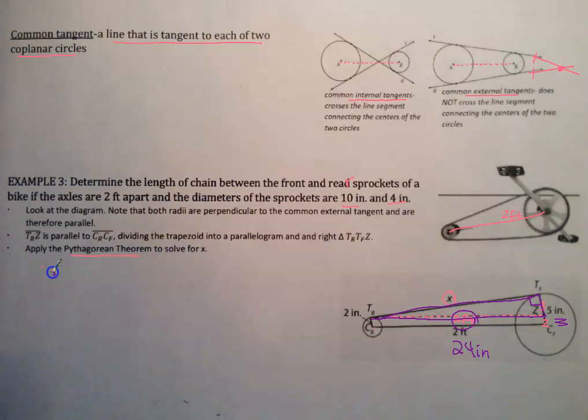Right, the Pythagorean theorem says a squared plus b squared equals c squared. C is always the hypotenuse. Would it be 2 squared plus...? No, it wouldn't be 2 squared plus 5 squared. Would it?